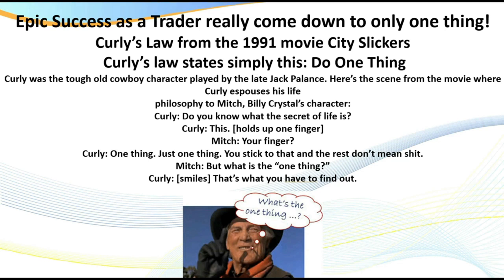You may remember that great movie City Slickers, where Jack Palance was in it, and Billy Crystal's character was talking to Curly. They're on the horses. Curly said, "You know what the secret of life is?" And Curly holds up his finger. Mitch said to him, "Your finger?" And Curly said, "One thing, just one thing. You stick to that and the rest don't mean anything." And Mitch turned around and said, "What's that one thing?" And Curly smiles and said, "That's what you've got to find out."